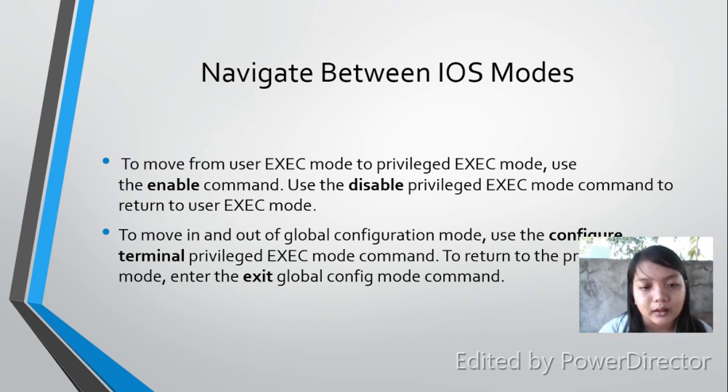For example, you're now in the privilege exec mode and you want to go to global configuration. The command that you will use is config T, or configure terminal. Then if you are now in the global config mode and you want to return to the privilege exec mode, the command that you will use is exit.